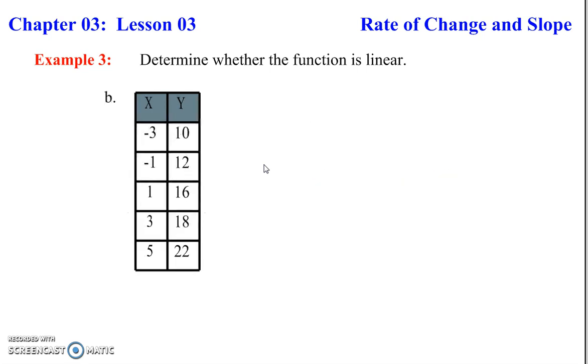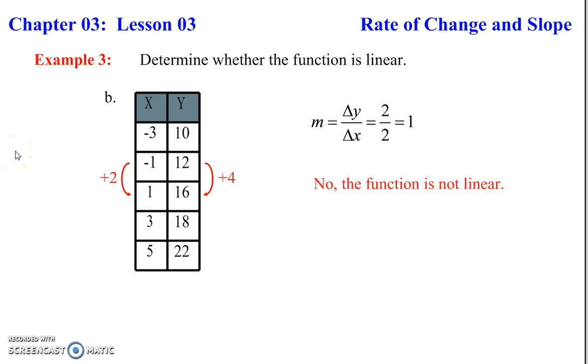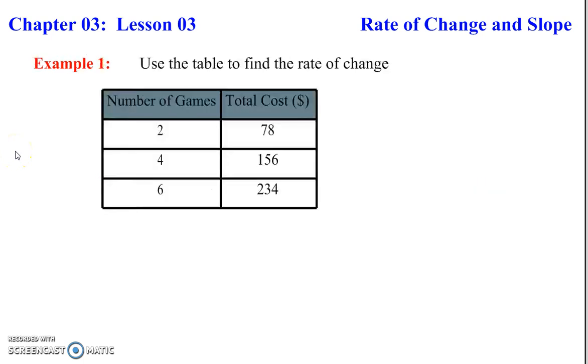Check this one. Look at the first two and see what's the rate of change there. The rate of change is 2 over 2, or 1. And then make sure that's the same for the next one. So from 10 to 12 we go up 2, but from 12 to 16 we go up 4. So this is not a linear function.